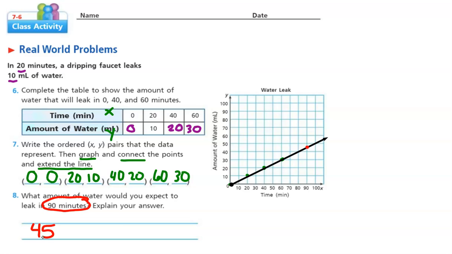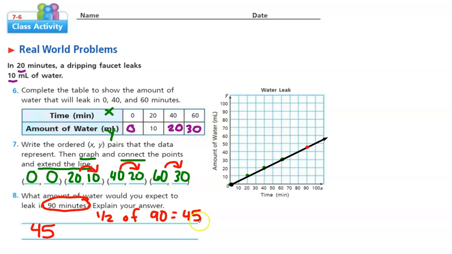And then basically what we figured out over here is that 30 was half of 60, 20 was half of 40, 10 was half of 20. So what's half of 90? That's 45. So I'm going to put here half of 90 equals 45.